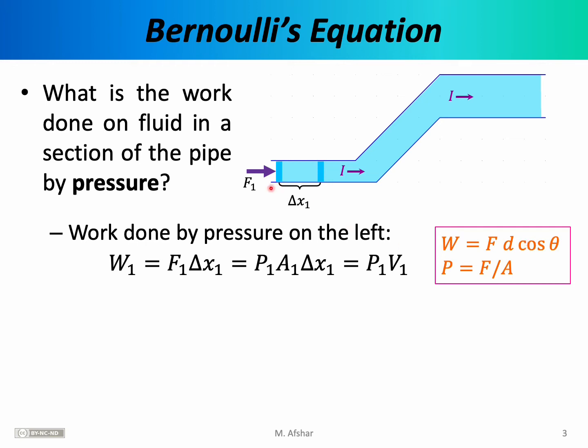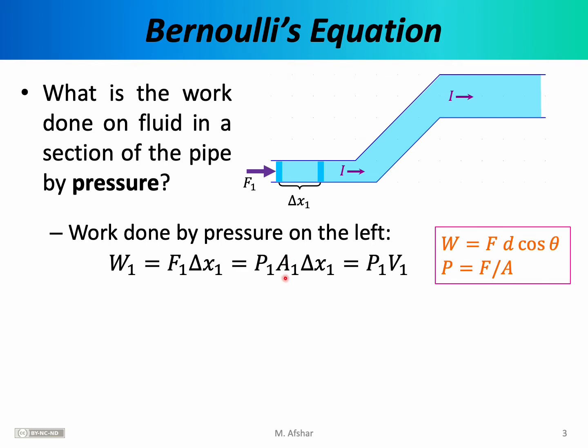In this particular case, the force points to the right and the displacement of the fluid element is also to the right, so the angle between those two vectors is simply 0. So we can express W1 as F1 delta x1. Also recall that pressure is defined as force divided by area. By rearranging that equation, we can express F1 as P1 times A1.